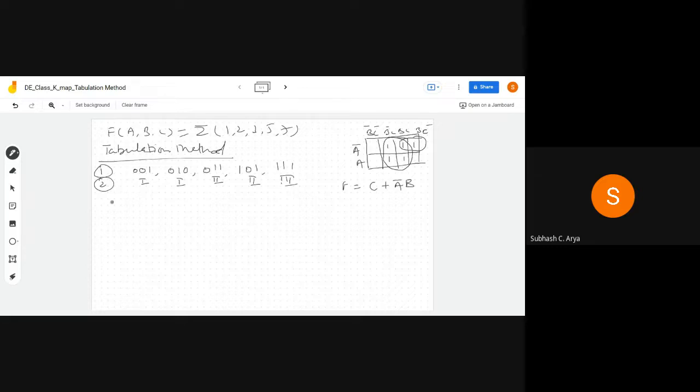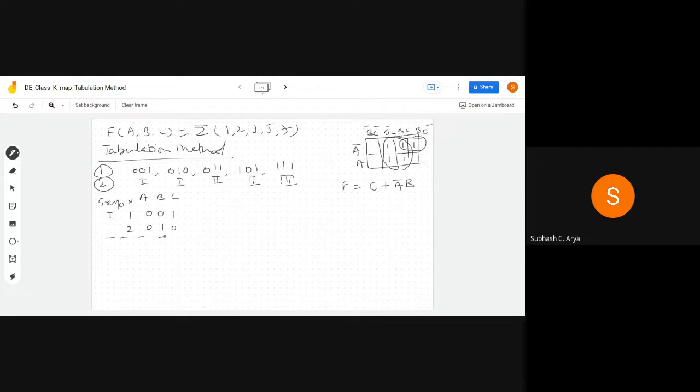Now we have to arrange them group wise. Now I am going to make a table. Here I will write the group, and this side I write the variables of the Boolean expression A, B, C. Group 1 contains this number: 1, written like this 0 0 1. And in the same group, another number is 2, which we can write as 0 1 0, in which also the number of ones is only one. So in group 1, two numbers are there.